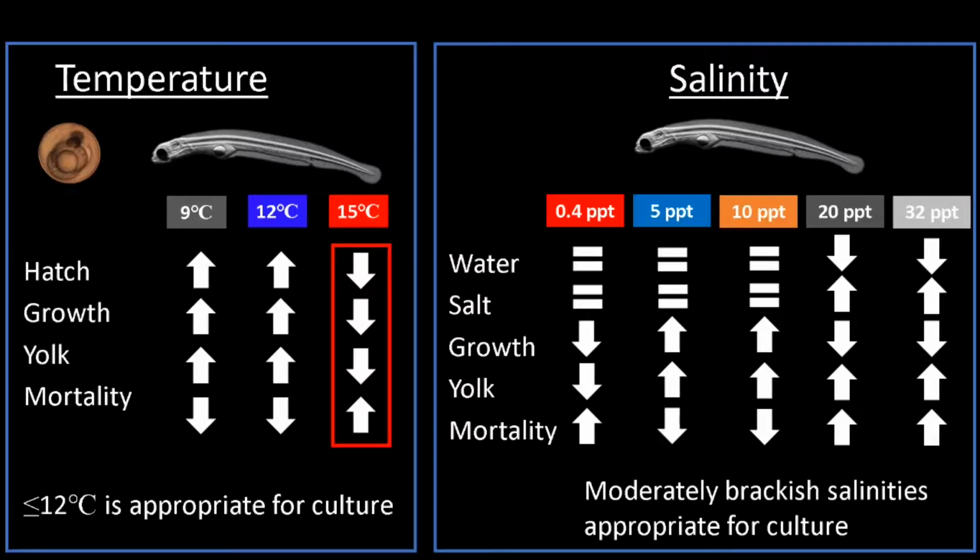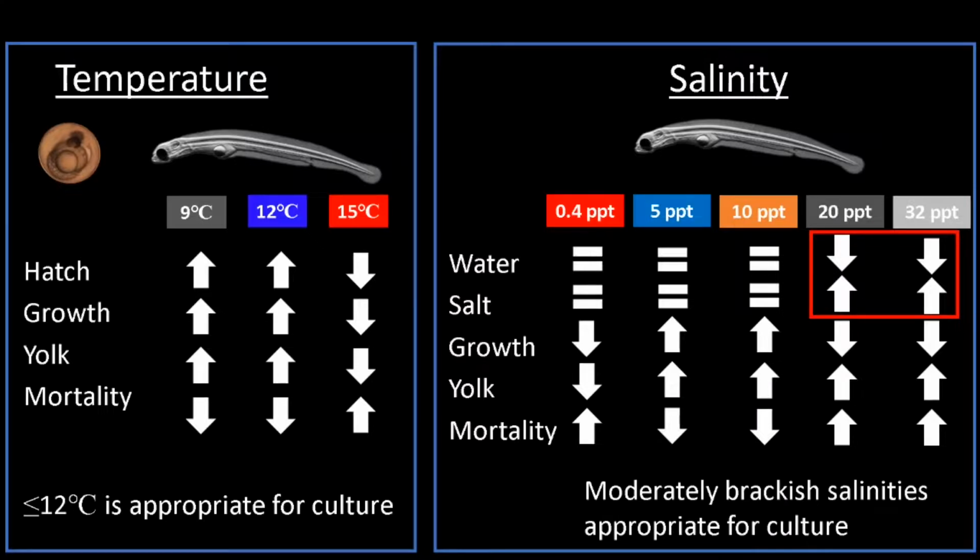The next was salinity. So here on the right, and this one has even more arrows, so I'll just guide you through this. We threw these fish into these 5 salinities, and then we measured water balance, salt balance, growth rates, yolk resorption rates, as well as mortality. And a few things that I'll highlight here. First is that there was decreased mortality or improved survival in these 5 and 10 parts per thousand salinities.